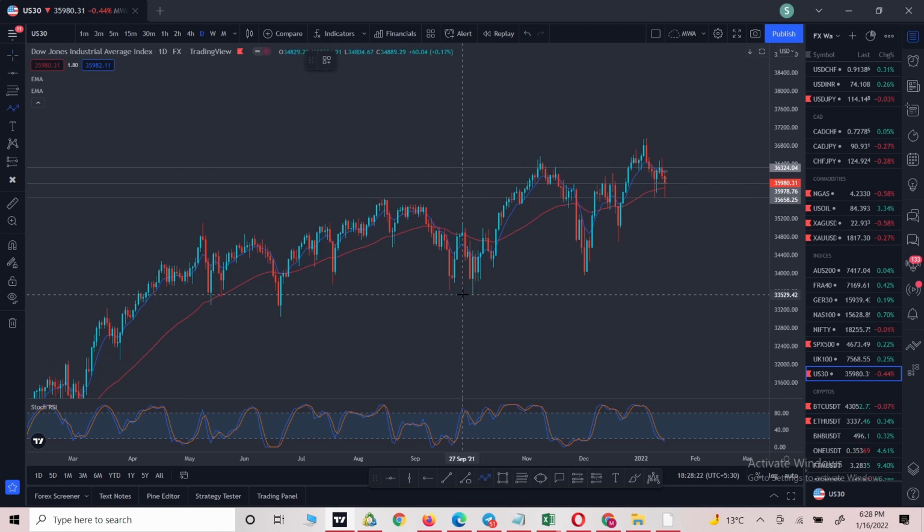On US30, guys, same like S&P 500, we are bullish. We have the higher high, higher low, higher high, higher low or lower low, whatever the case may be. We have the lower high, higher low, and then we have the higher high and higher low. So as you can see, the market is very bullish on US30 as well.